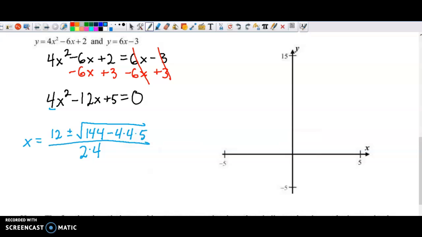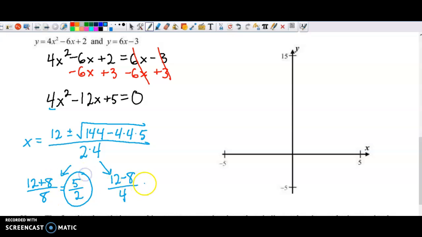So we have 8. So our answers are going to be 12 plus 8 divided by 2 times 4, but also 12 minus 8 divided by 8. And if you simplify that, you get 20 divided by 8, and they're both divisible by 4. You get 5 halves. And then also, oops, I kind of got ahead of myself. 12 minus 8 is 4, divided by 8 reduces to 1 half.